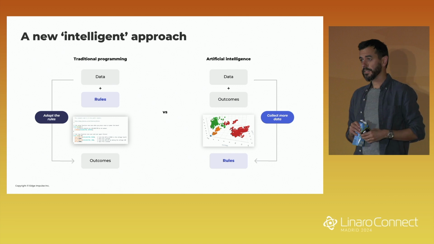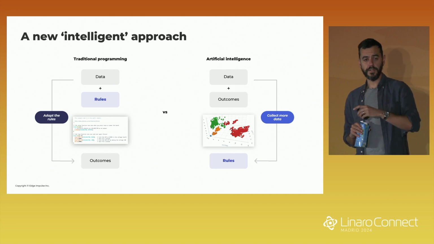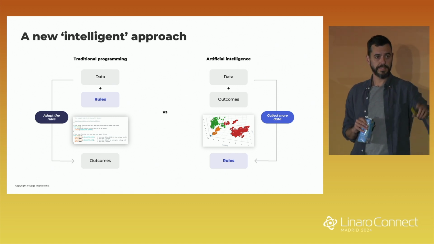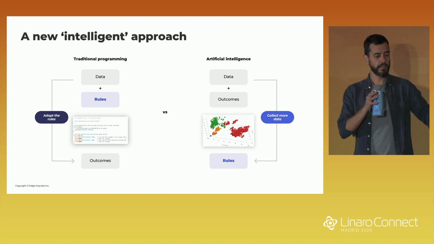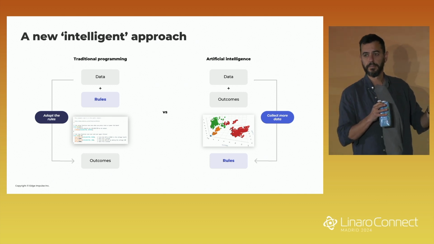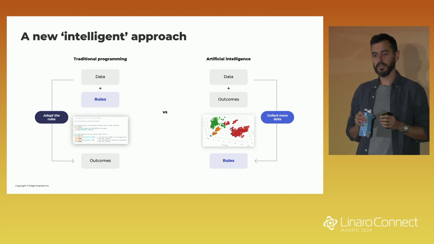With artificial intelligence, you don't focus on rules, you focus on outcomes. You don't say, if this then that. You say, I want that outcome. Let's say, tell me when something is wrong.